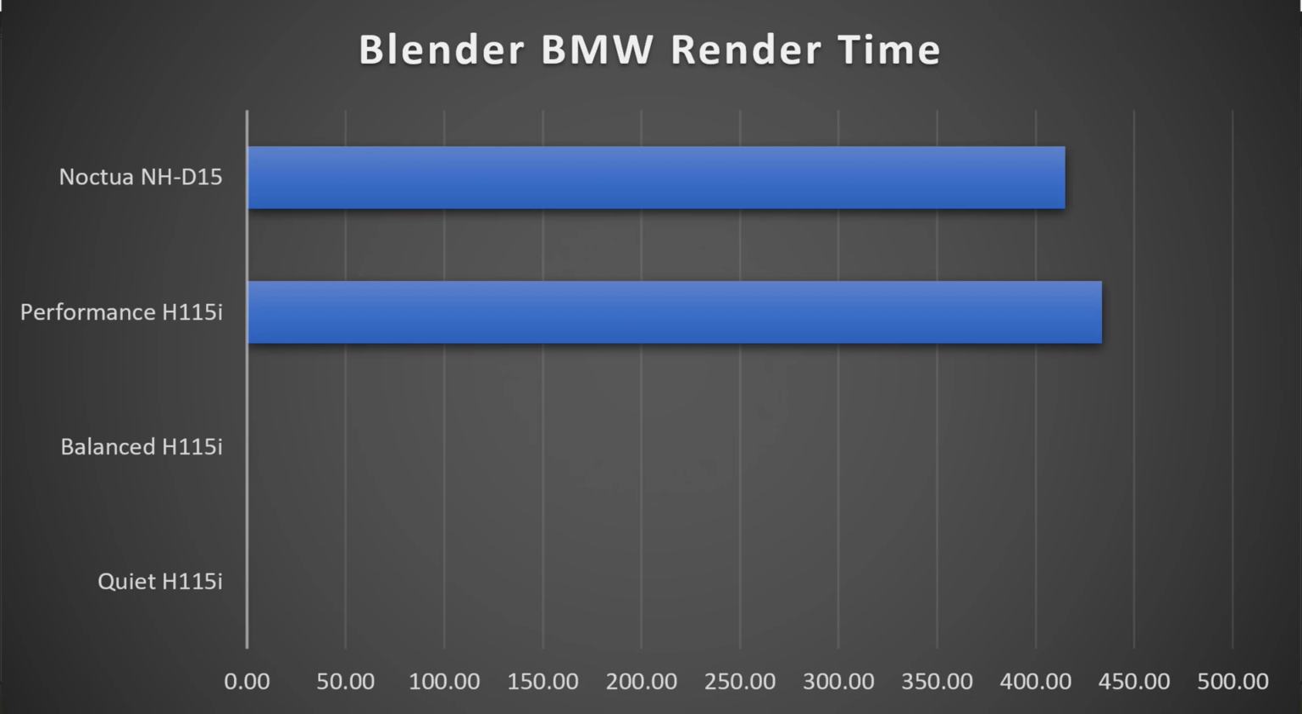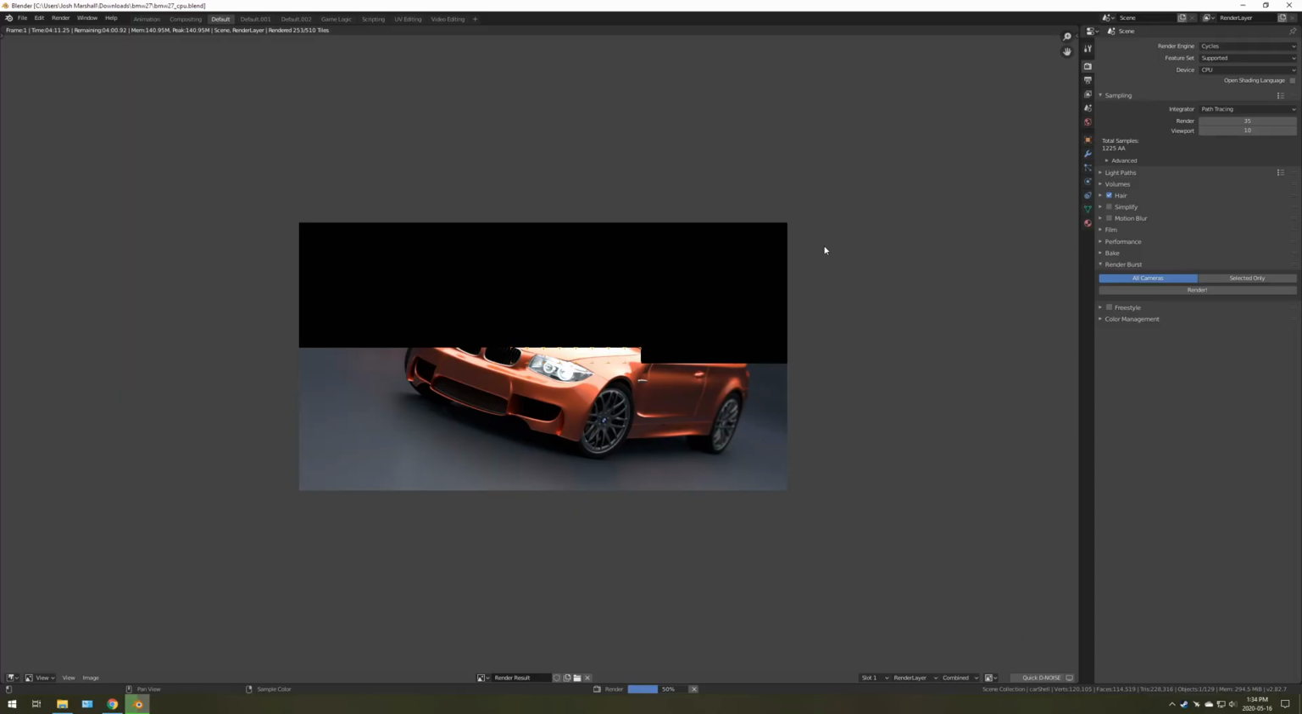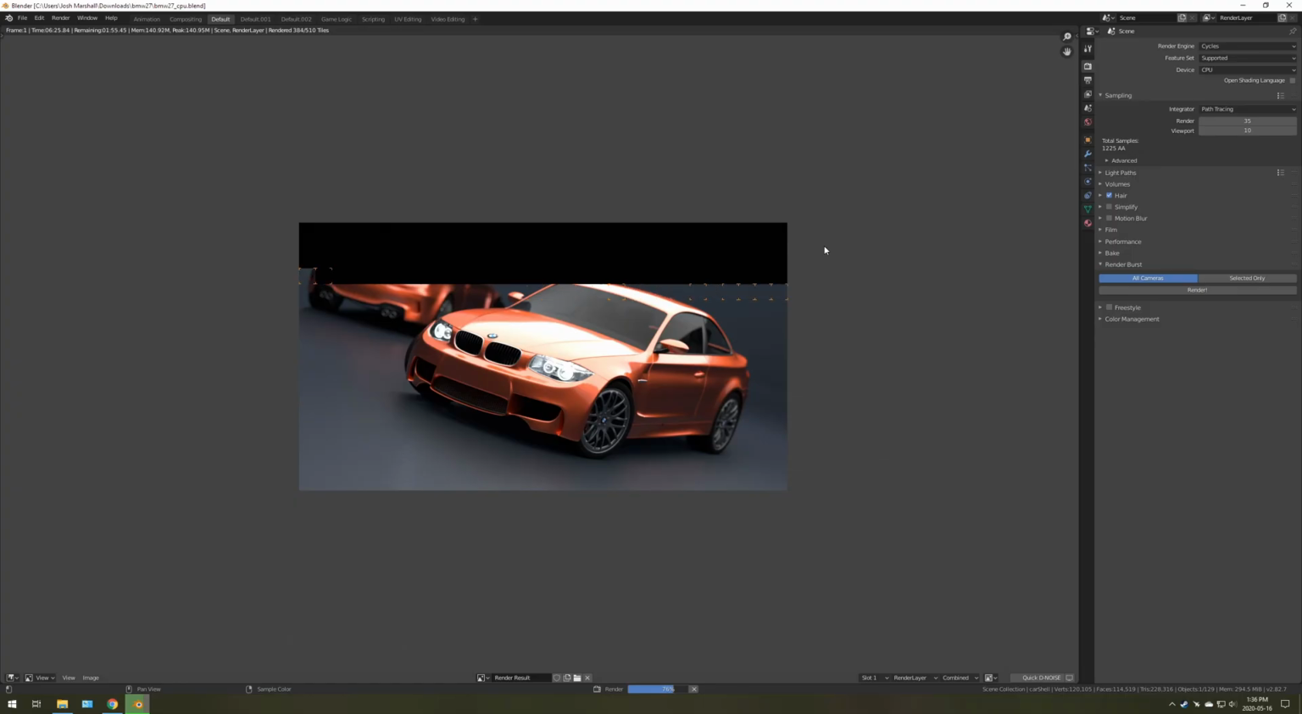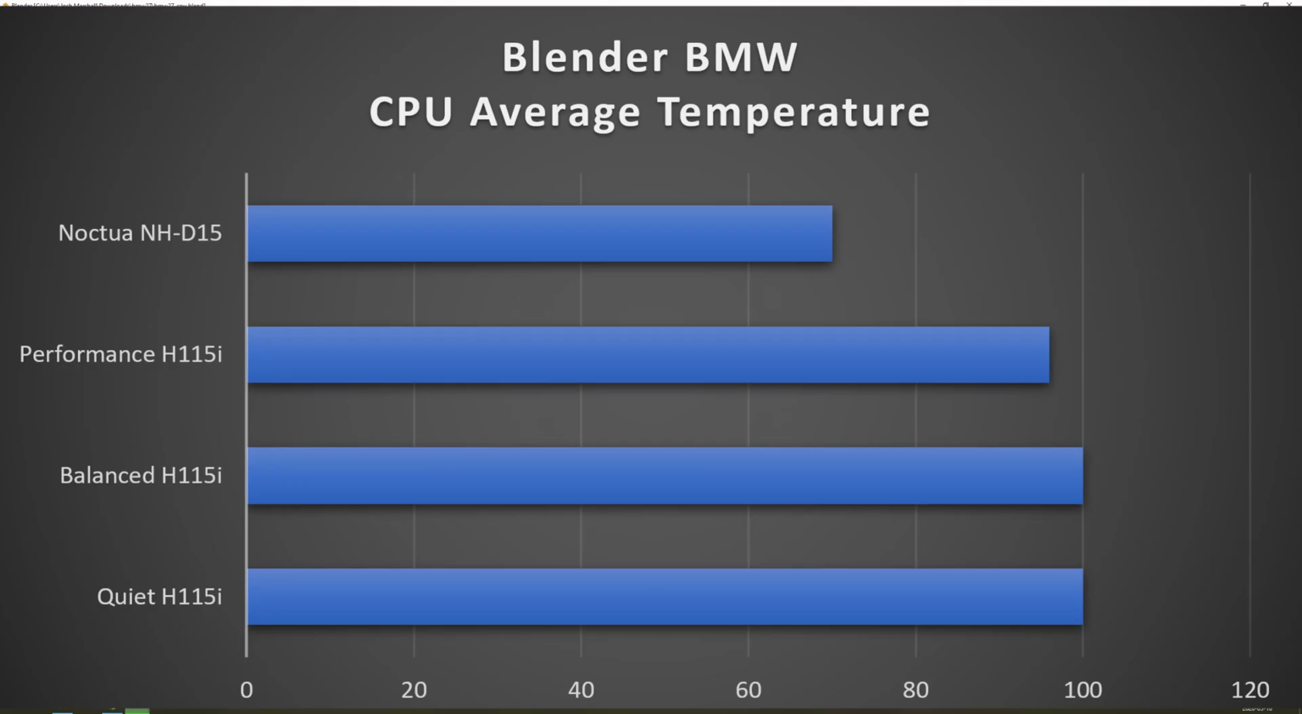Then we get to Blender's BMW render bench. Noctua NH D15 was a little bit faster. I think that that's due to staying cooler because the H115i was basically at 100 degrees at some points, not the whole time. So that was pretty nasty, and the balanced and the quiet, I couldn't let my CPU run at 100 degrees for like 8 minutes. When you look at the CPU's max temperature, the NH D15 was around 78 degrees, 75 degrees, while the other ones just capped at 100. The average temperature, again, performance was like 98 to 100, which is terrible.